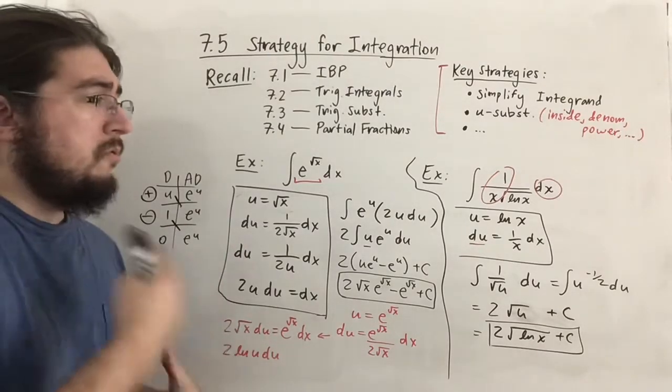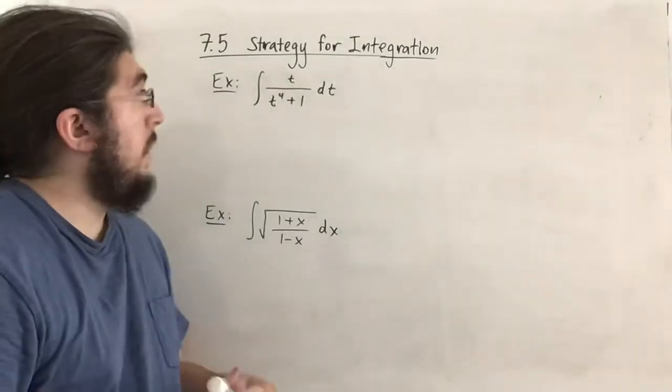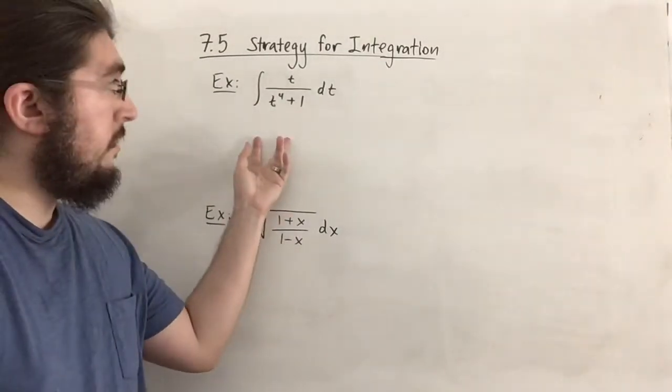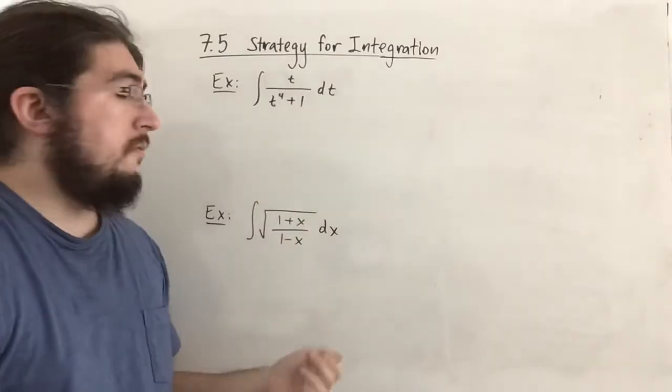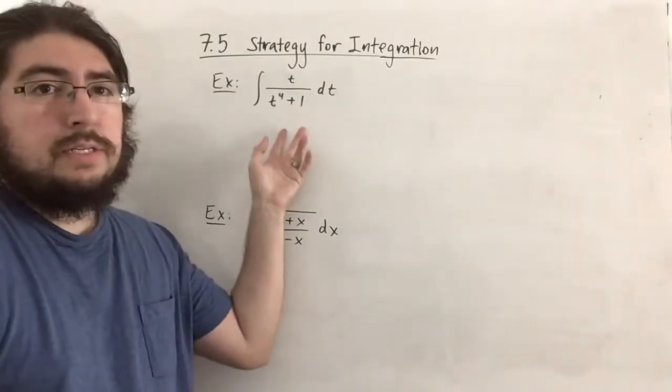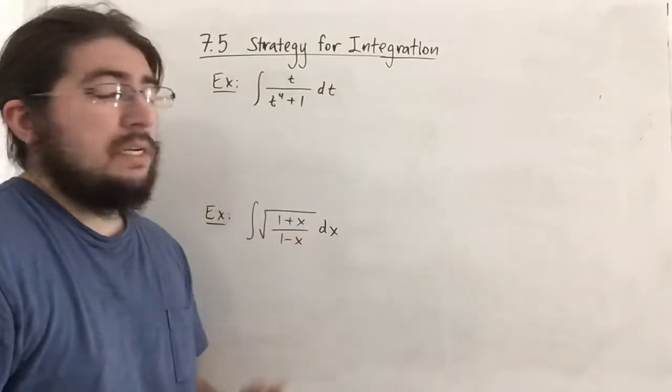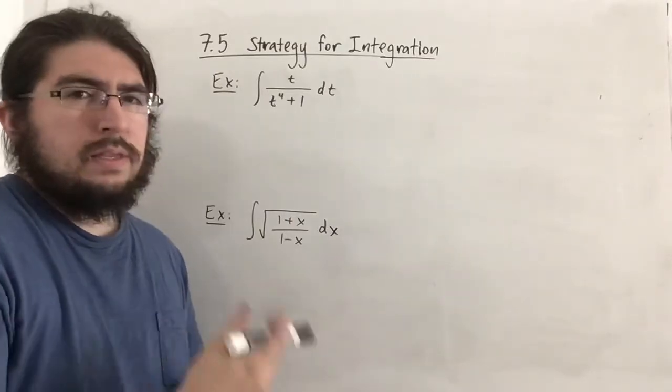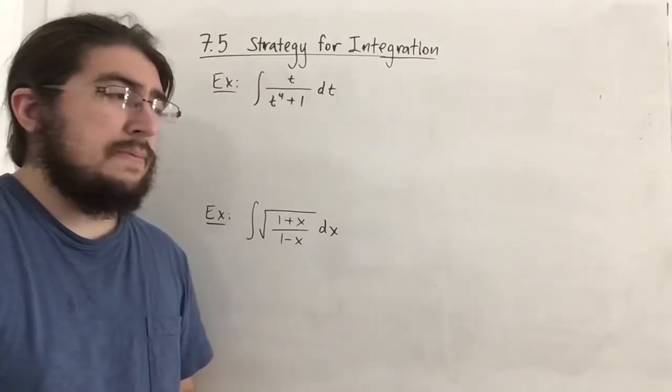But again, we're going to talk through the process. For this example, this is a rational function, known as polynomial over polynomial. As it turns out, the denominator here is actually factorable, so maybe you can think of a way to set up a partial fraction decomposition.